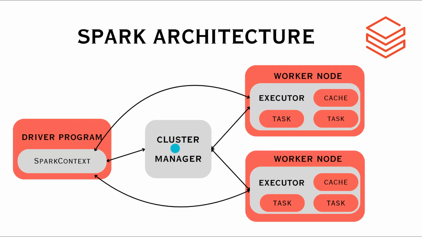Then the next component of the architecture is the cluster manager. The cluster manager oversees the resource allocation for the Spark application, and it also ensures that executors receive the necessary CPU cores and memory. The cluster manager is supported by options like standalone mode, which is Spark's native cluster manager, then YARN, which is common in the Hadoop ecosystem, then Apache Mesos, which is a general purpose cluster manager, and then Kubernetes, which is ideal for containerized deployments.